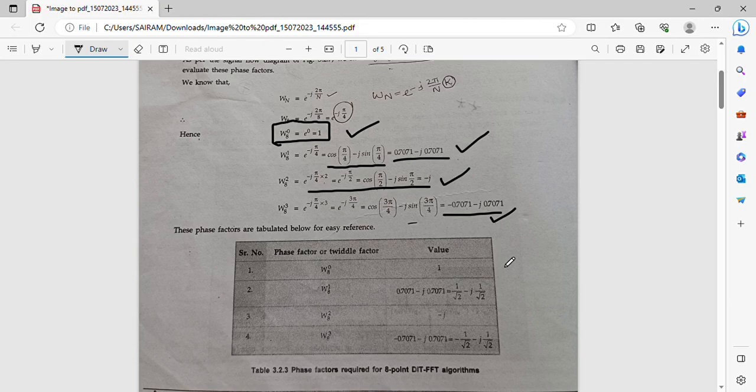So whatever necessary things you need, you must remember them without fail to solve DIT-FFT, because you don't have that much time to calculate your omega 8 to the power of 0, omega 8 to the power of 1, omega 8 to the power of 2, as well as omega 8 to the power of 3.